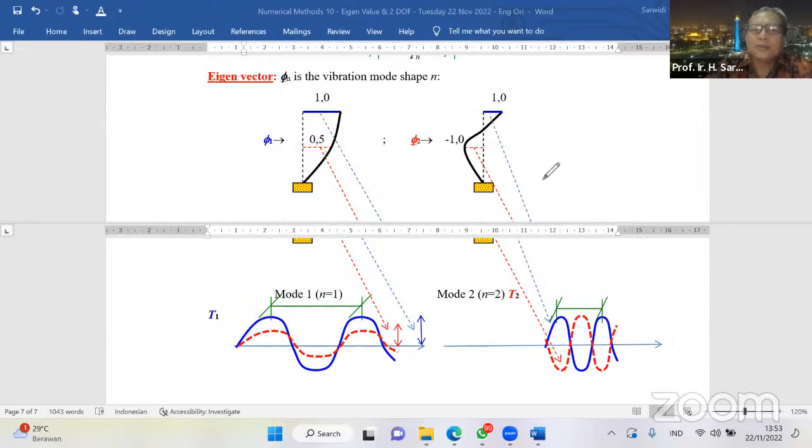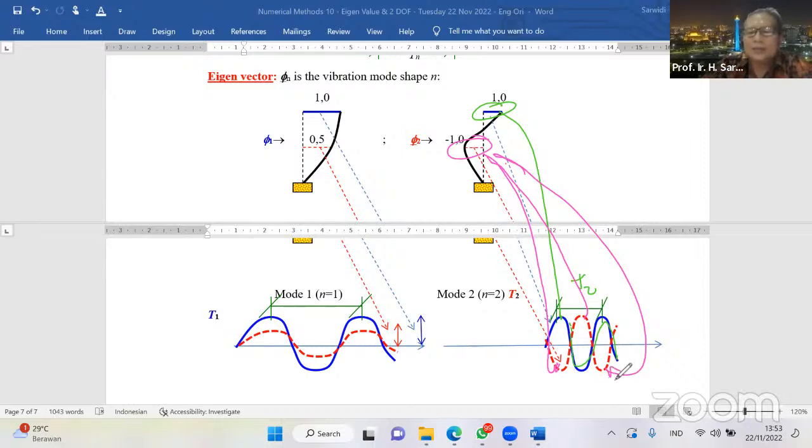How about the second mode? In the second mode the roof moves 1, the blue curve here for T2. And then the second floor, because it is -1, moves in the opposite direction, the red one here.